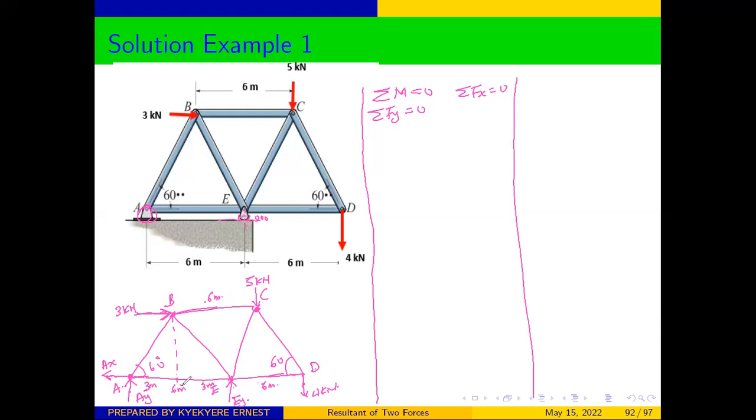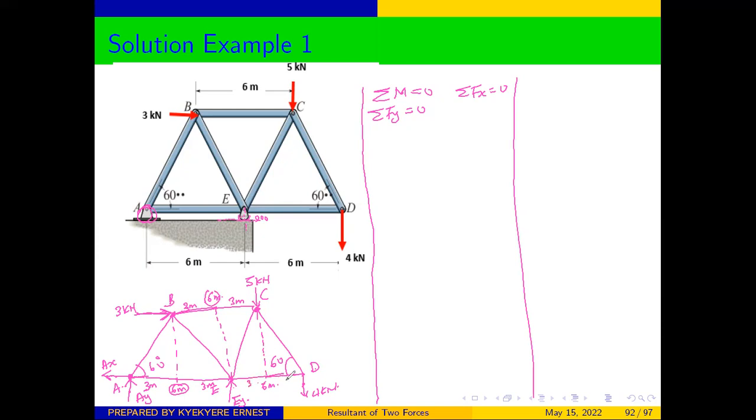Good. So the 6 can be divided into 2. It's the same for this side. It can also be divided into 2. This side will be 3 meters, 3 meters, and this side will also be 3 meters. We can also do the same for this side.